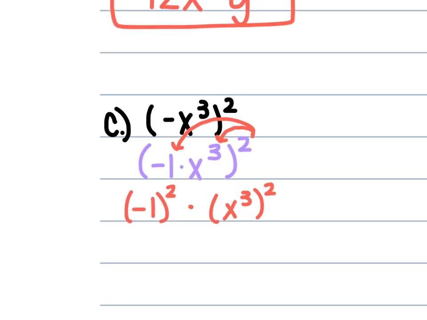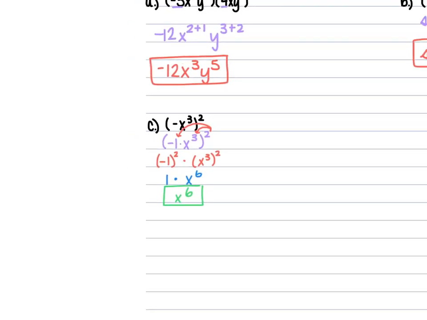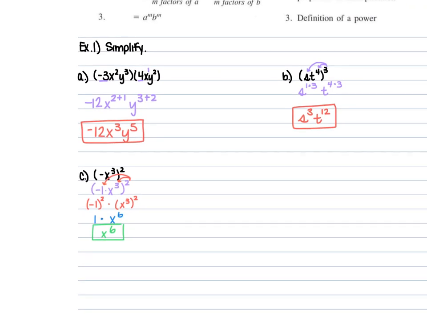So we have to do the negative 1 squared, which is positive 1, times the x cubed squared, which is x to the 6th power. And 1 times x to the 6th power is just x to the 6th power. You have to remember with those that the coefficient gets the exponent as well.